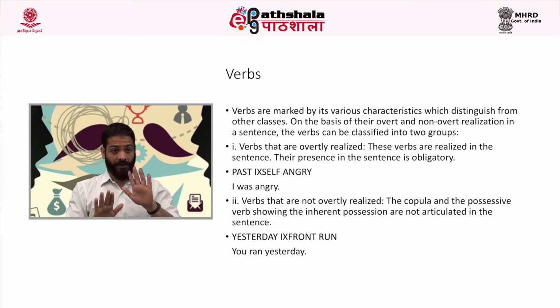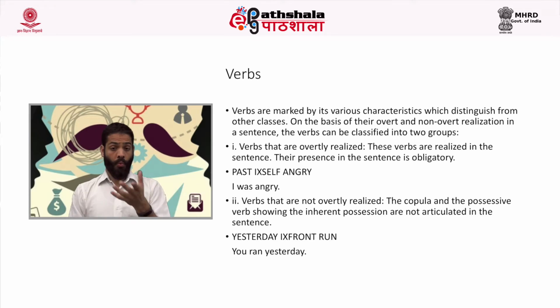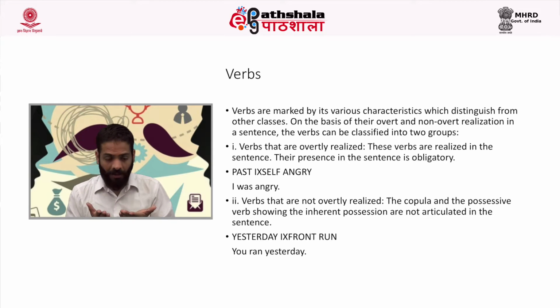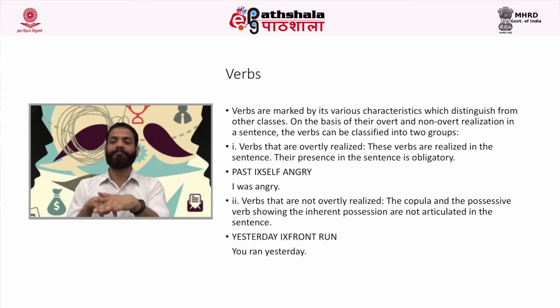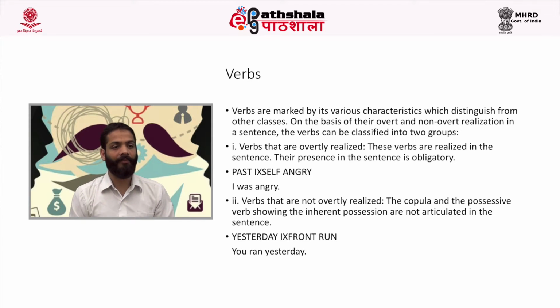Now, backward verbs. The offset of the sign marks the subject and the onset marks the object. For example, you got a book from me, which can be signed as past, you, I, book, get.